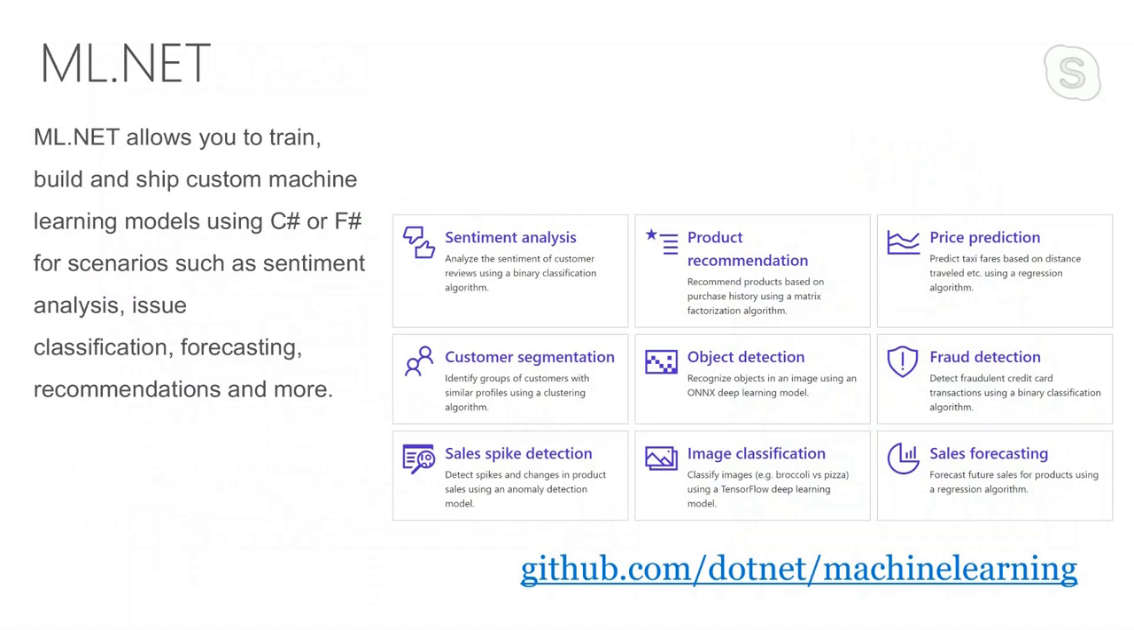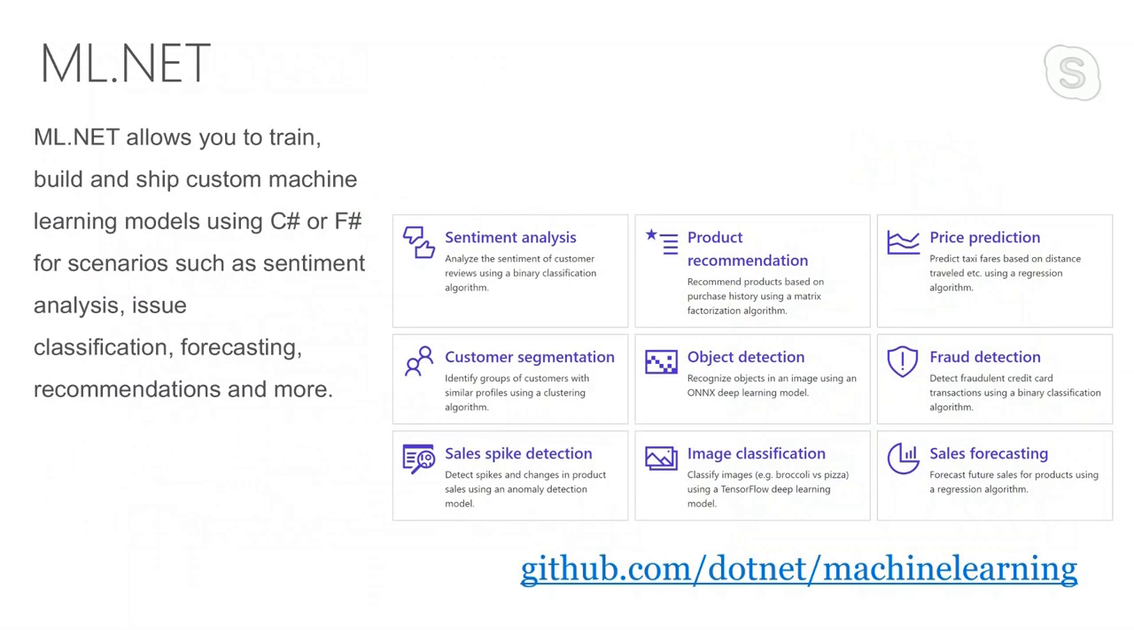But in general, ML.NET allows you to train, build, and ship custom machine learning models using C# or F#. And there are lots of different scenarios available. You can use it for sentiment analysis, object detection, price prediction, and other scenarios. It also can be connected to TensorFlow and ONNX.